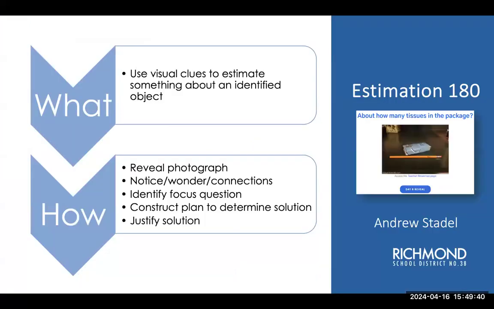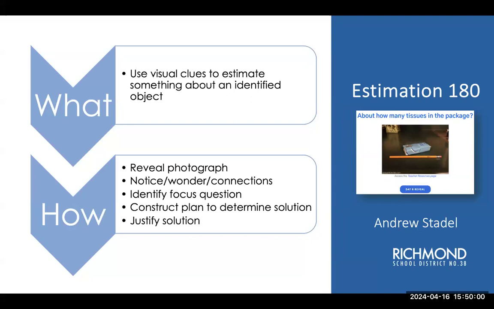And so something like Estimation 180 is actually what kids really enjoy doing, but they practice those particular competencies when they're doing it. So what is Estimation 180? Students have to use visual clues to estimate something about an identified object.